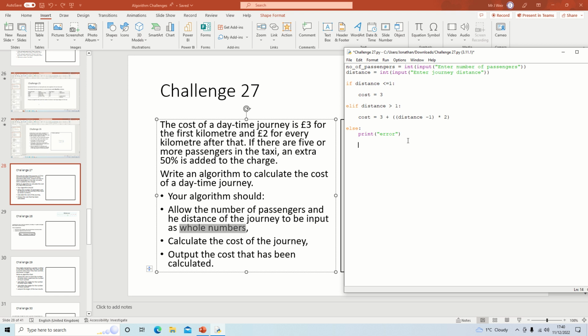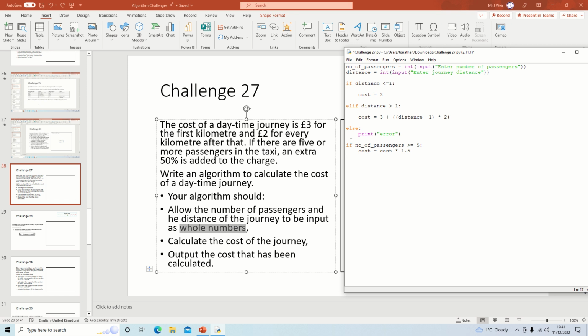Okay, now at this point we're going to move down onto the next line, and we need to check the number of passengers. So we're going to say that if the number of passengers is greater than or equal to 5, then cost times 1.5. Now if you're a bit confused by what cost times 1.5 means, it's adding 50% to the charge. By multiplying something by 1.5 it adds an extra 50% on. That's the quickest way of actually calculating it.